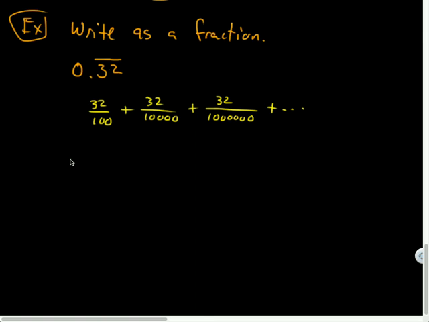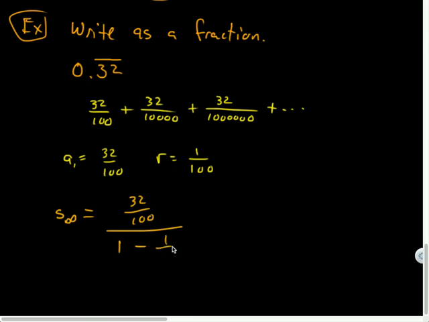So according to this list, what would a sub 1 be? 32 over 100. What would r be? 1 over 100, because the numerators are all the same. It's just adding 2 zeros to the denominator. You could divide this by that in order to get that as well. So let's plug it in our formula. S sub infinity, the sum of this infinite list, is 32 over 100 over 1 minus 1 over 100.